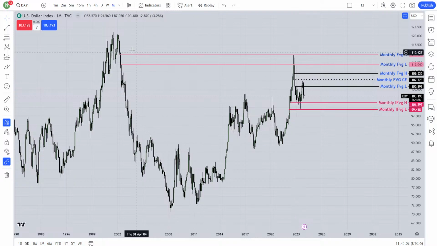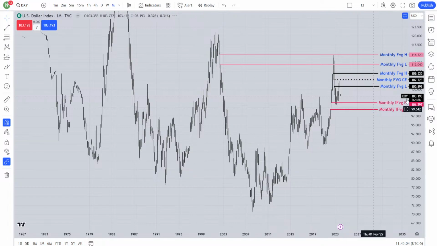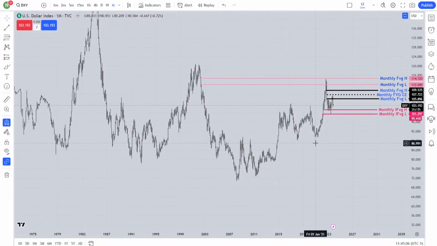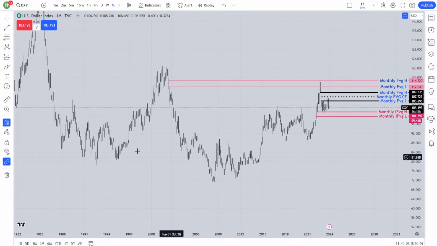So you can see, from the very beginning, this is the chart for the dollar index. It went higher, it went lower, and it has cleared all of this sell side liquidity. This is the monthly chart.